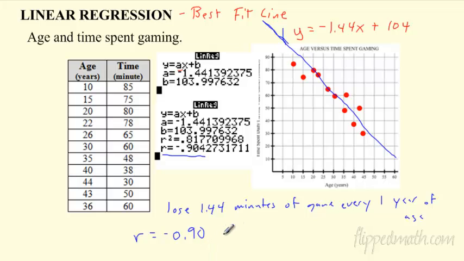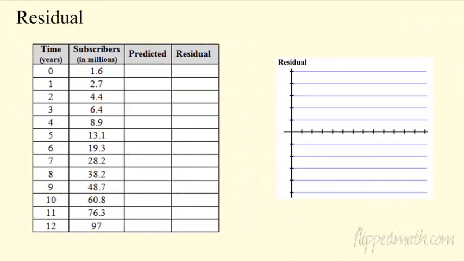And what does this mean? This means that we have a nice, strong negative correlation. So there is a strong negative correlation between your age and the amount of time you spend on video games, according to this data. Don't worry about R squared. That's the adjusted R value. We're not going to use that one. We're going to use a plain old R value, and we're good to go. Awesome. Very nice. So let's wrap this up.